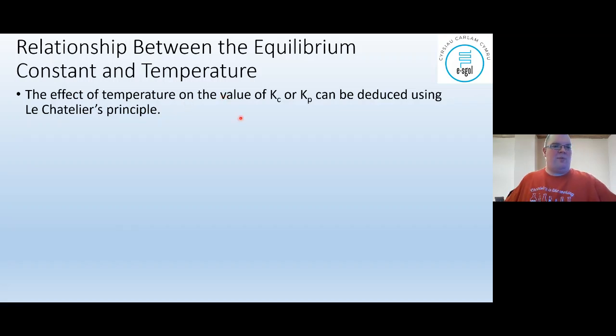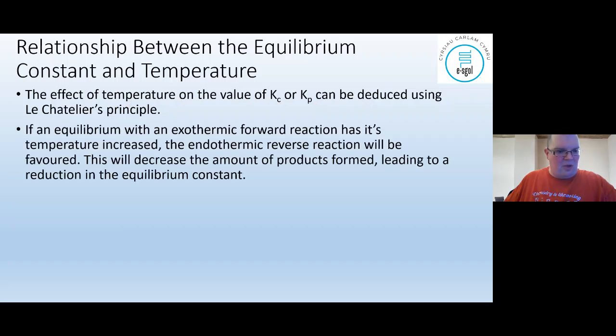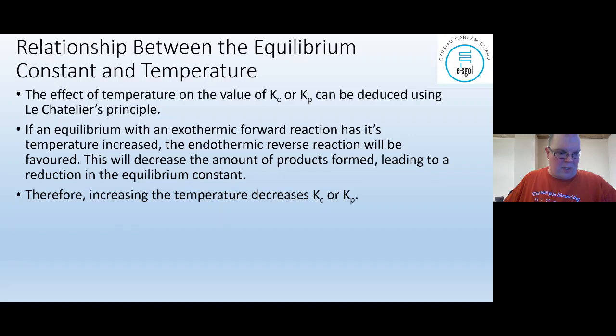Quickly, the relationship between equilibrium constant and temperature. The effect can be deduced using Le Chatelier's principle. For an equilibrium with an exothermic forward reaction, if temperature increases, the endothermic reverse reaction is favored. There will be a decrease in the products formed, and so the equilibrium constant will go down. So increasing temperature of an exothermic reaction will decrease Kc or Kp.